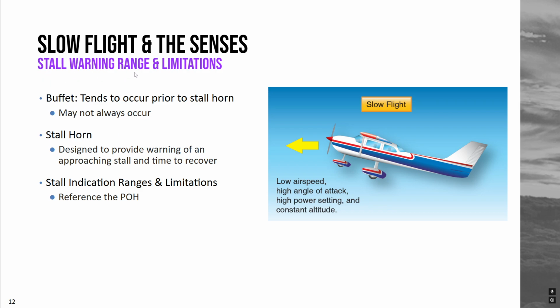Stall warning, range, and limitations. So we talked about the buffet. It tends to occur prior to the stall horn. The stall horn may not always occur. The stall horn is designed to give a warning of approaching stall, so it's usually set just lower than the critical angle of attack, when the stall horn will make a noise to warn you of an impending stall.